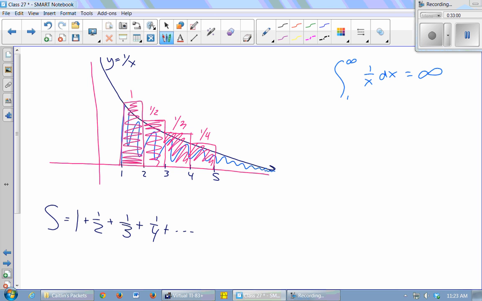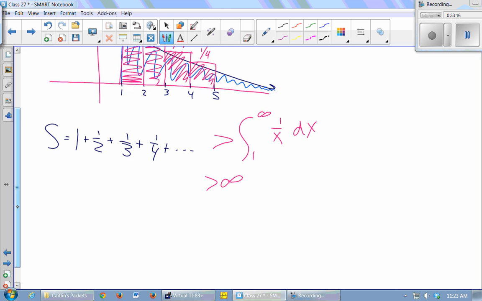So this sum is bigger than the integral from 1 to infinity of 1 over x dx, which means that it's bigger than infinity, which means that the sum is also infinite. So we would say diverges. So that's an example of a series where the terms go to 0, but it doesn't add up to a finite number. Right? It adds up to infinity.